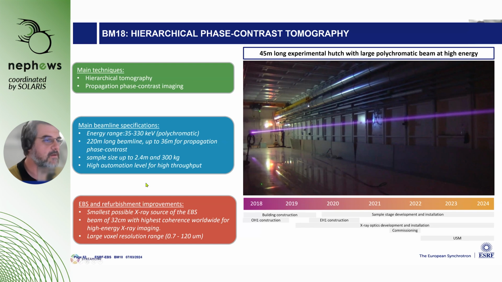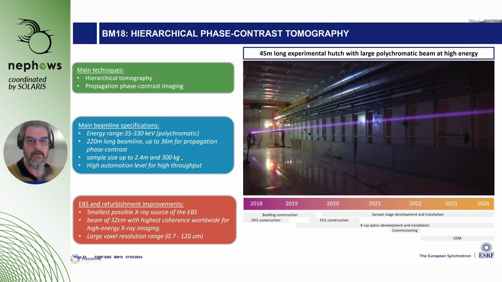So just a few numbers to give you how it evolved compared to the example I showed you before. All the things I showed for paleontology on ID19 were blocked at 60 kilo-electron volts. On ID17, it was possible to go to 160 kilo-electron volts, but each scan was taking days, and the propagation distance was limited to 5 meters. On BM18, we can reach 330 kilo-electron volts. The beamline is 220 meters long. We can go to 36 meters of propagation, and the sample can reach 2.4 meters by 300 kilograms.